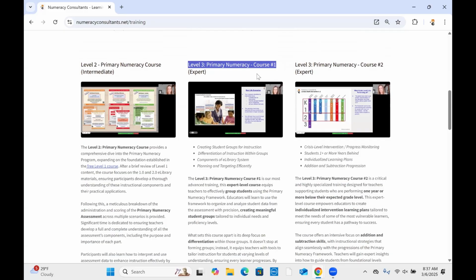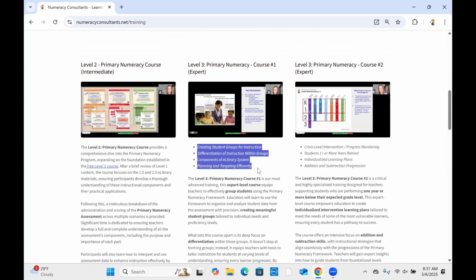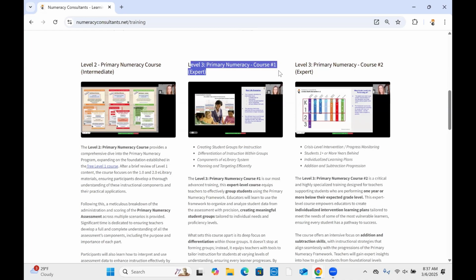If you're interested in even deeper level training for primary numeracy, probably the best course we offer is this level 3 course number 1. This has to do with creating student groups and how to differentiate within that instruction. There's not much focus on the assessment in the level 3 courses. It's more how do you take that data and create your student groups. And more importantly, your groups are going to have students who are all at different levels. How do you efficiently instruct your students across all these different levels? So that's what the level 3 primary numeracy course number 1 is about.